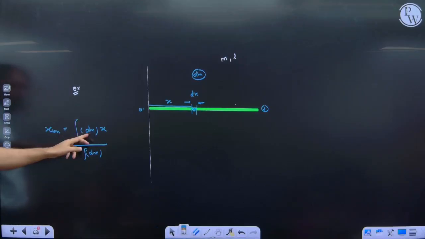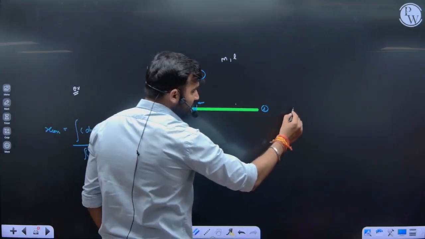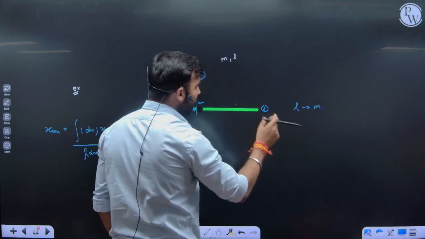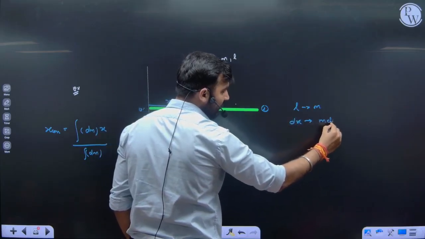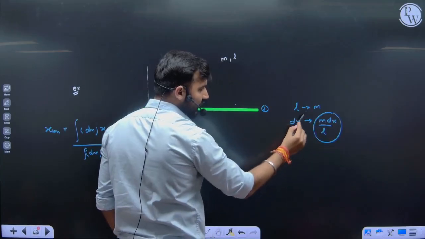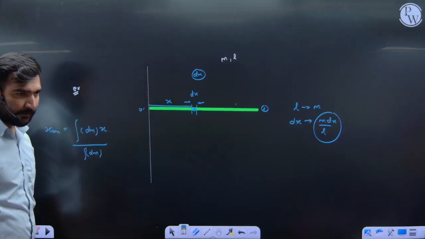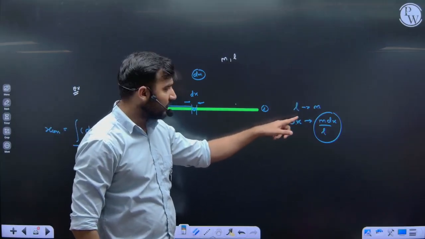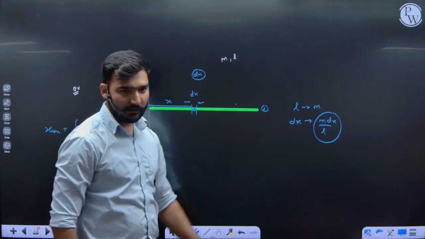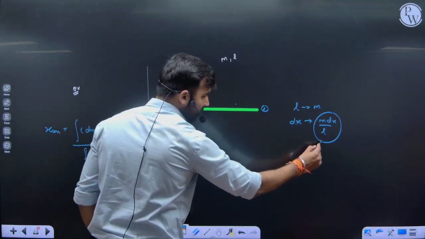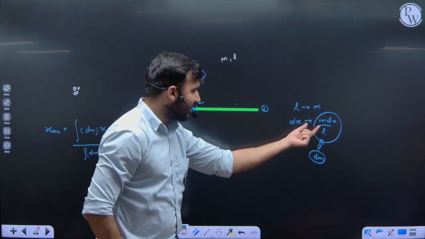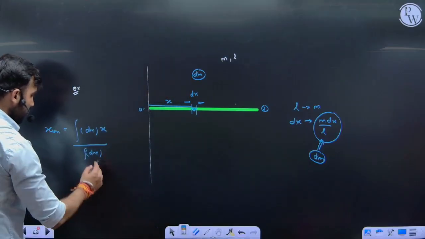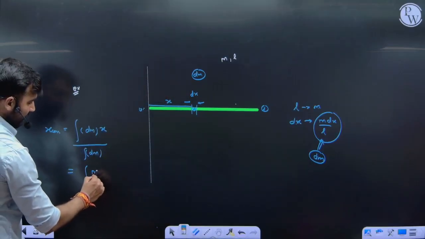Now, first of all, I need to change this dm so that I can integrate with respect to it. How will I write this dm? See, in L length, m mass is distributed. In dx length, how much mass will be distributed? M dx by L, dx into m divided by L. Unitary method: in 20 meters, 5 kg is distributed, so in 1 meter, how much? 1 into this, divided. I am saying in that much dx length, that much mass is distributed, so this is dm. So dm is m by L dx.